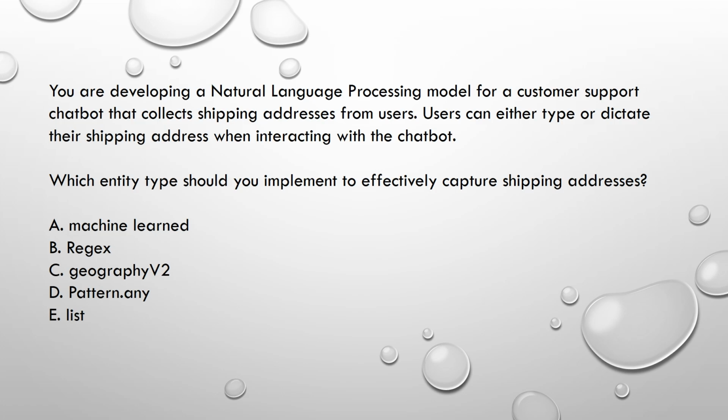We have come across a similar question before. I'll give it 10 seconds just to make a guess. And we have seen this before. Note that it is to collect shipping addresses. The entity is shipping address or address. So we already know for addresses we use machine learned entity. The correct option is A, machine learned.